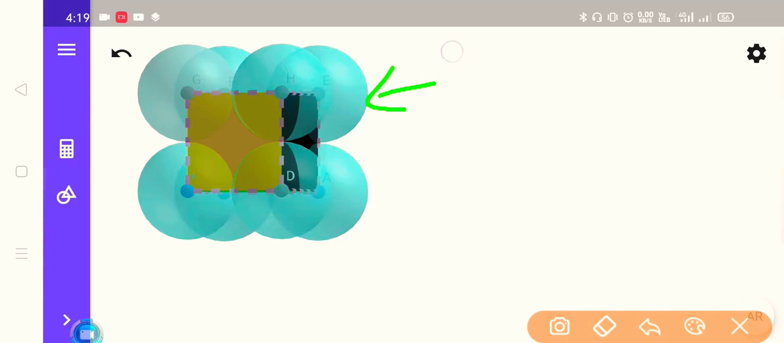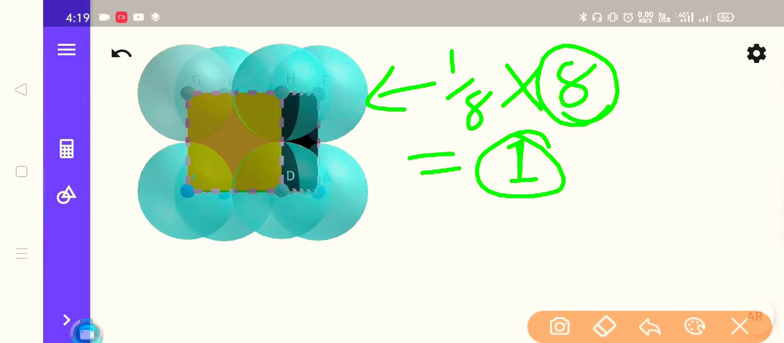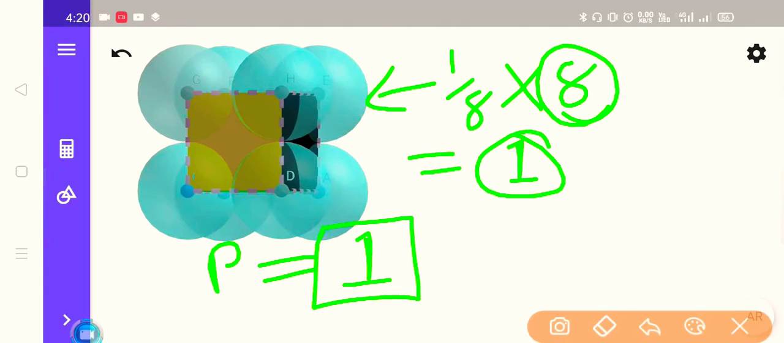As we know, corner spheres contribute 1/8 per unit cell, and we have a total of 8 of them, one at each corner. That means the total contribution is equal to 1. That means all of these 8 spheres present at the corner actually contribute only 1 sphere. So in a primitive unit cell, only 1 sphere will occupy space, or the occupied space is equal to 1 sphere.